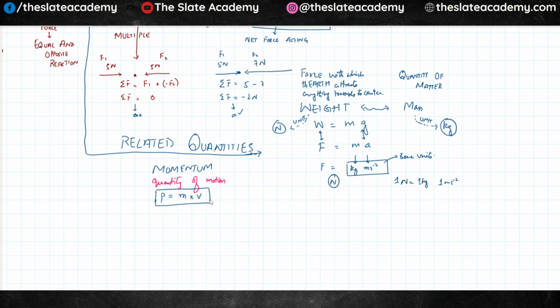Okay, and then the unit. So for momentum, the unit for mass is kg. The unit for velocity is meter per second. So we usually use the unit kg meter per second, but there is another unit that we'll soon learn about. We use that one too. Okay.